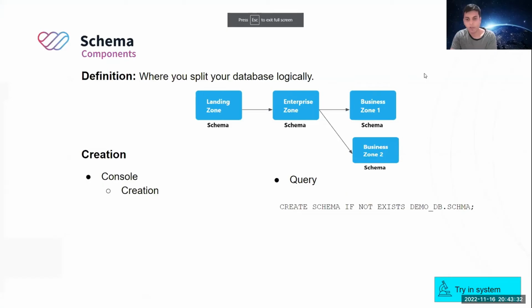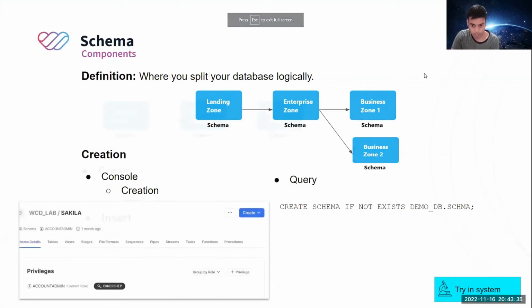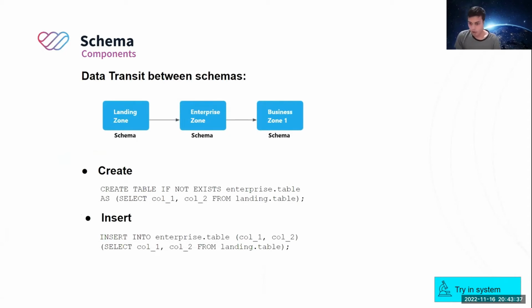Now, one thing that we saw, and there was the console way of doing it. One thing that we saw in schema, and I was talking about it, is that when you get data in your landing zone, you do some cleaning, and put it into the enterprise zone. So you can think about that there should be a way to transfer data between schemas, because when you've done all your operations, you want to put it in a separate schema. And yes, in reality, there is a way to do it.